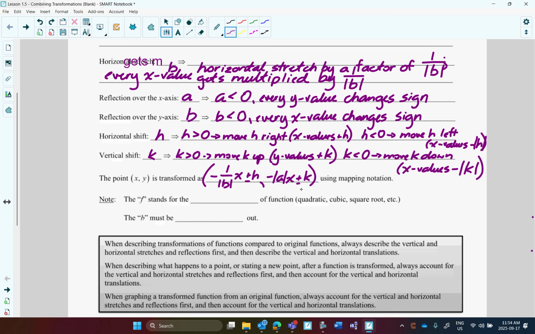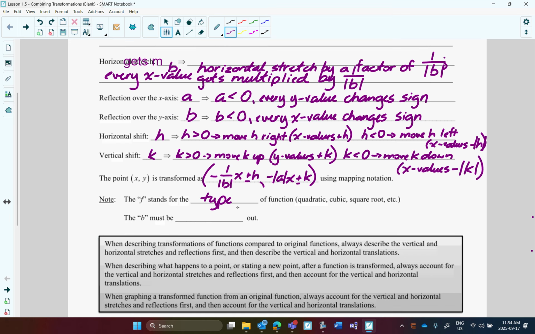So if you're doing all 6 transformations to something using mapping notation, there is a fair amount to keep track of. And remember, the F in a transformation equation stands for the type of function it is. We did some questions where we knew the type of function because it was x squared or absolute value of x. Most of the functions we're dealing with, though, we don't know what specific type of function it is, so we just refer to it as f.